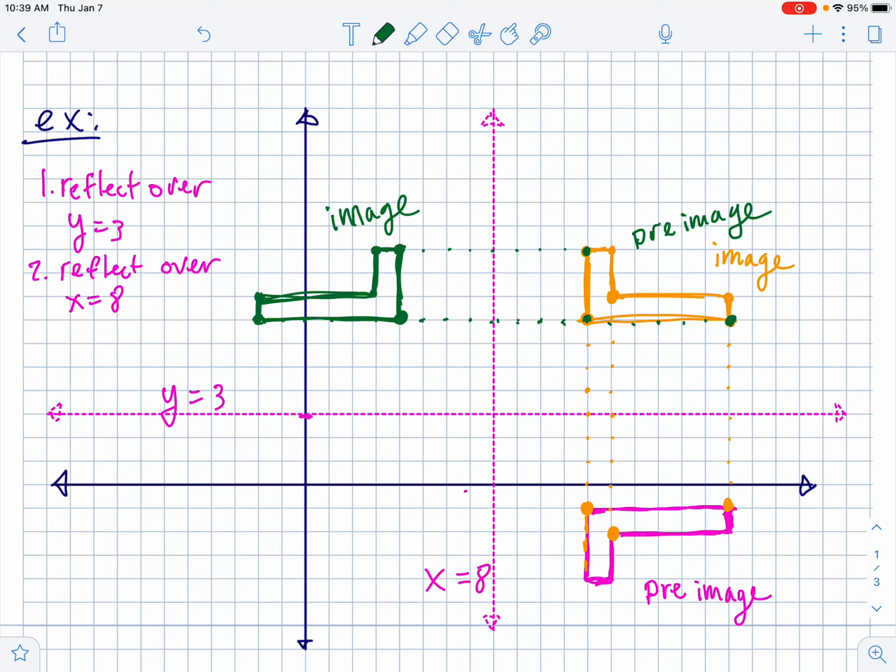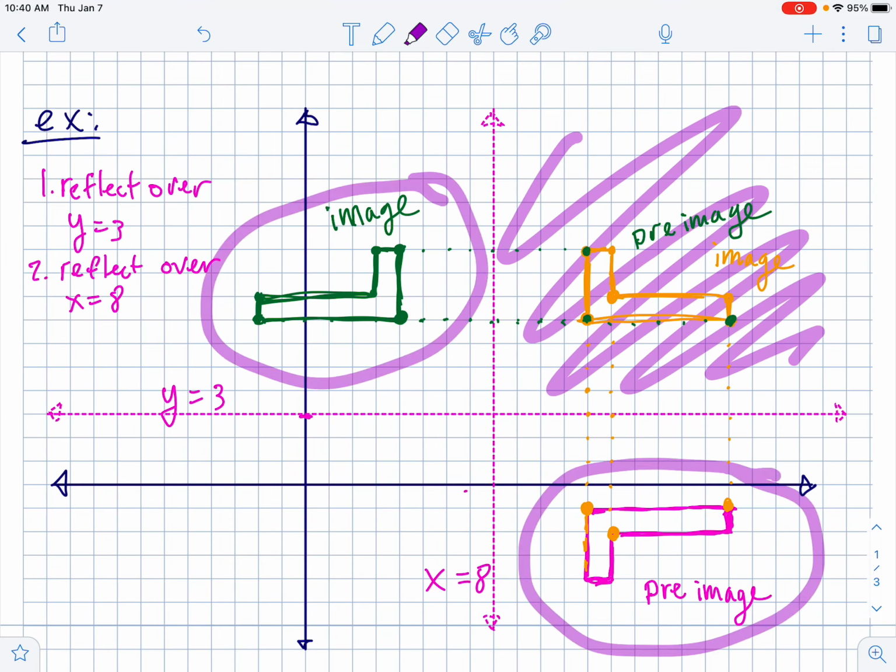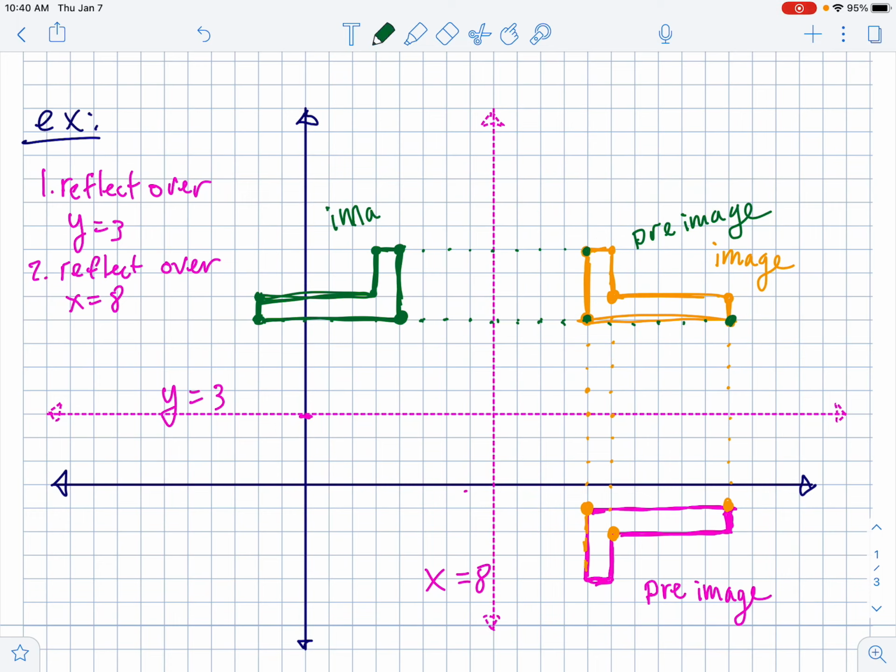So, the question I want to pose to you guys is if we had not done this at all, let's pretend we didn't do that. How could you take this L and turn it into this L? Like, how could you do one transformation to get this L up into that one? Let me get rid of all my purple here. Whoops, and my green.